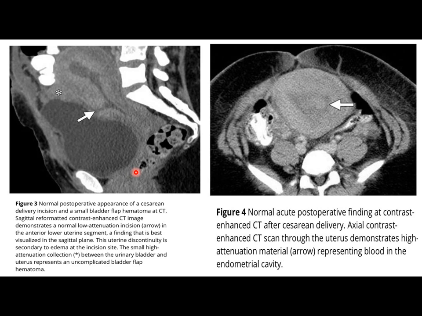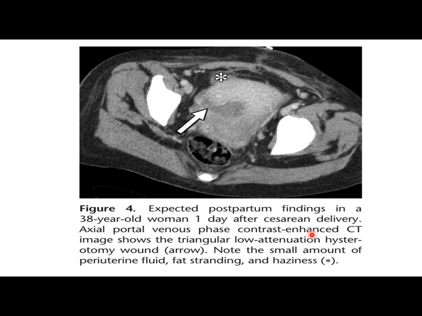Also, this sagittal contrast enhanced image shows a hypoattenuating linear non-enhancing area in a normally enhancing uterus. Also, bladder flap hematoma, I will discuss later on. A small bladder flap hematoma up to 4 cm is considered normal or non-significant. Also, there is high attenuating content within the endometrial cavity, indicating remaining blood clot, which is normal. In most situations, we depend on the patient's clinical features, because there may be overlap between these findings.